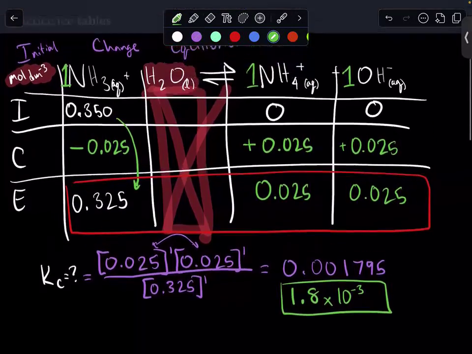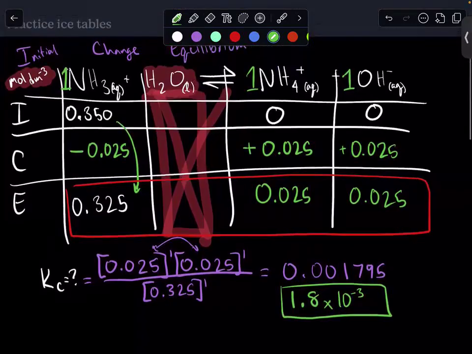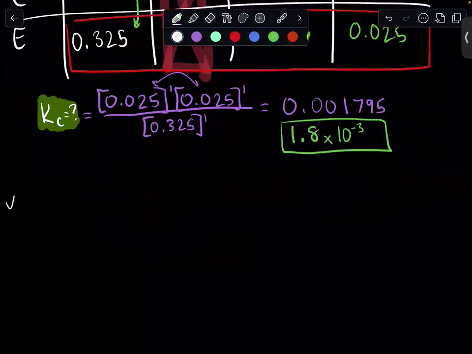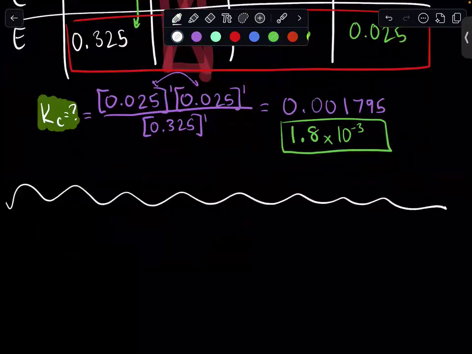So that's the first type of ICE table problem. We are solving for the equilibrium constant, and we were able to do that quite well. Now we'll move to our second type of problem. This one's going to be a little bit more challenging.